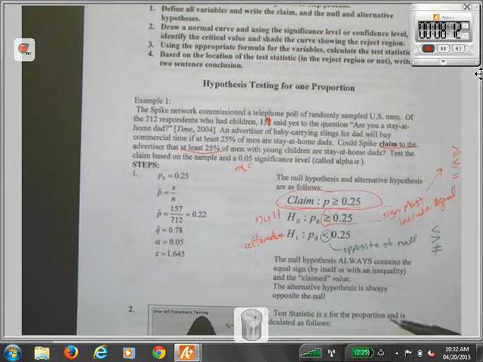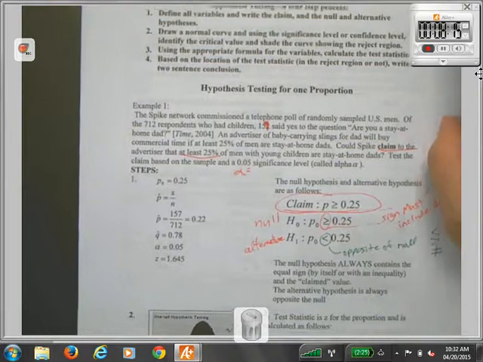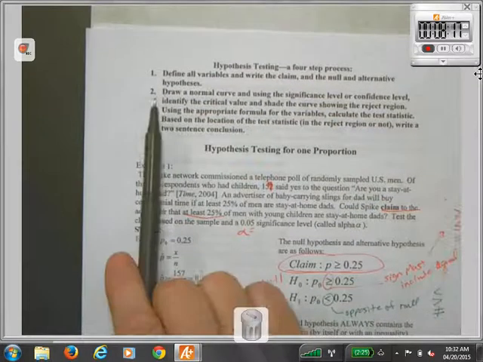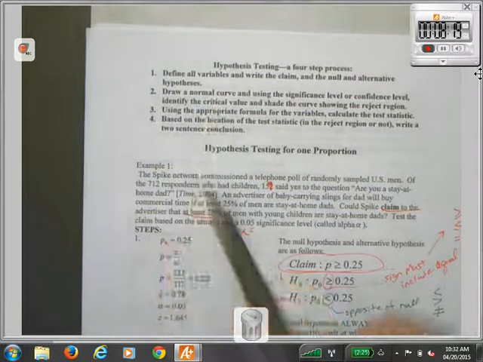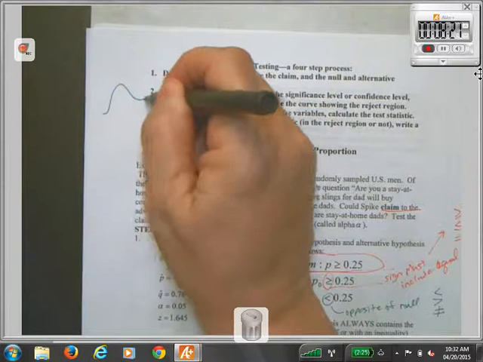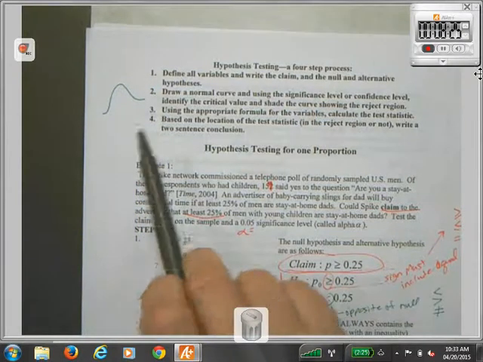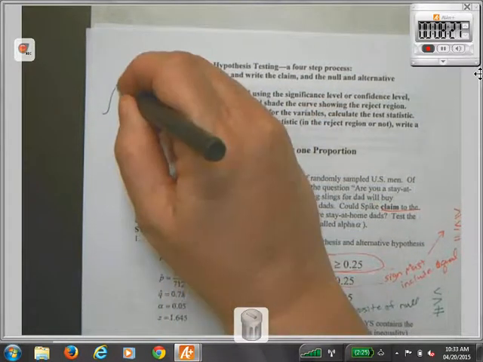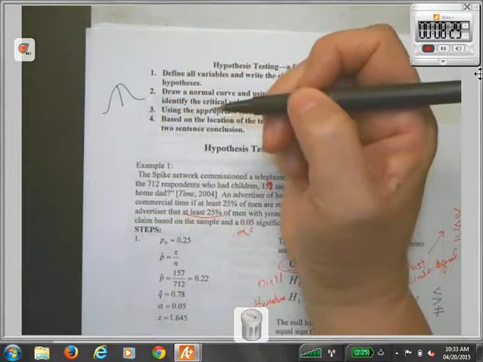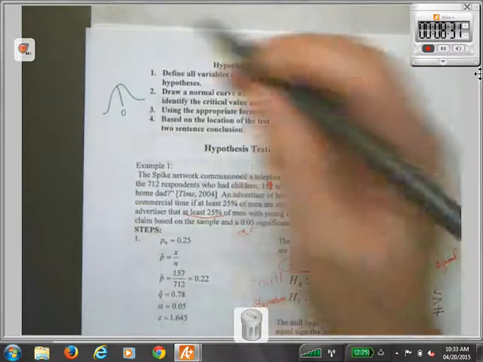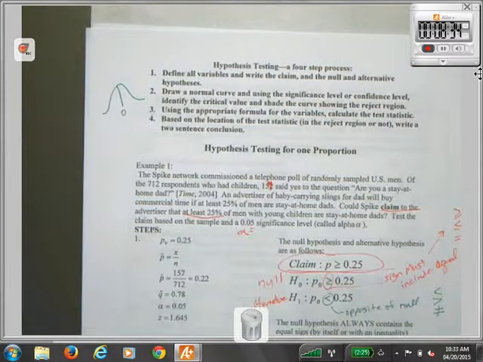Okay, step 2. I'm going to look back here at what it says to do. It says draw a normal curve. Now, when I say that, I mean do this. Just draw a little curve. Okay, it's already drawn on this example, but you're going to just draw that little curve. And remember, what's in the middle of that curve? 0 is always in the middle of that curve. Okay, so if you draw it like that, you're fine.